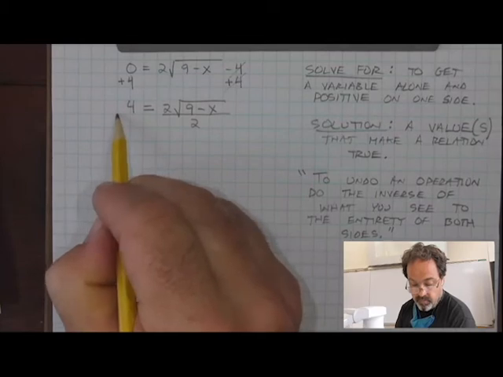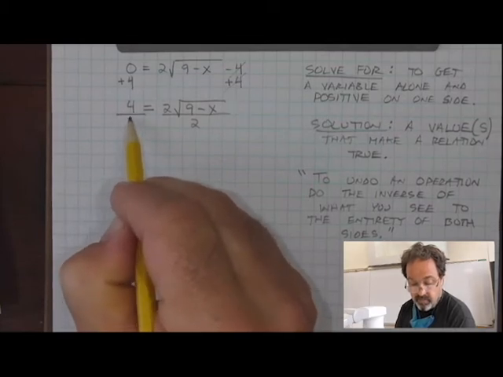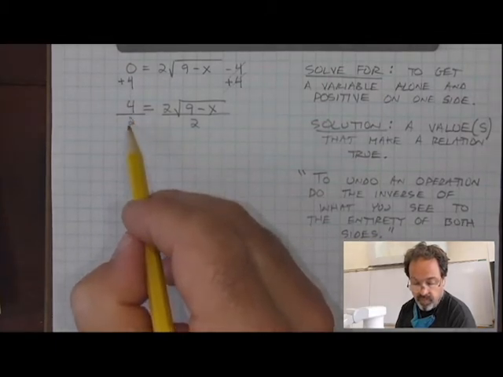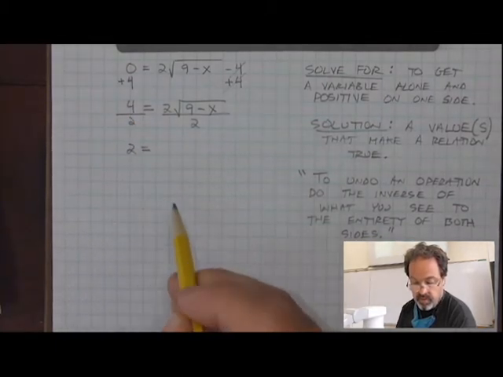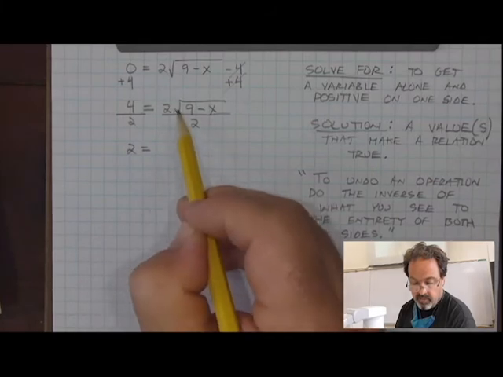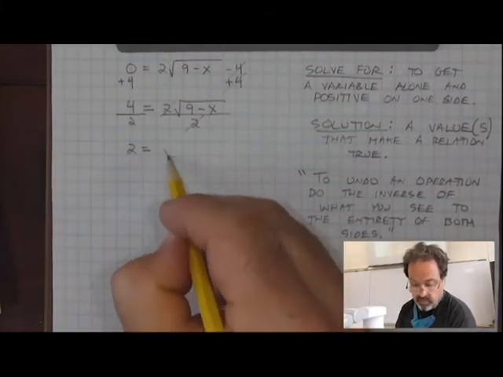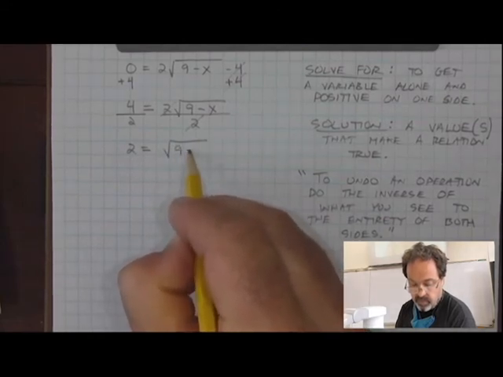And what I must do to one side, I must do to the entirety of the other. I've shown my work. What's left? 4 divided by 2 is 2. And this multiplication by 2 will be canceled by that division by 2, leaving the square root of 9 minus x.